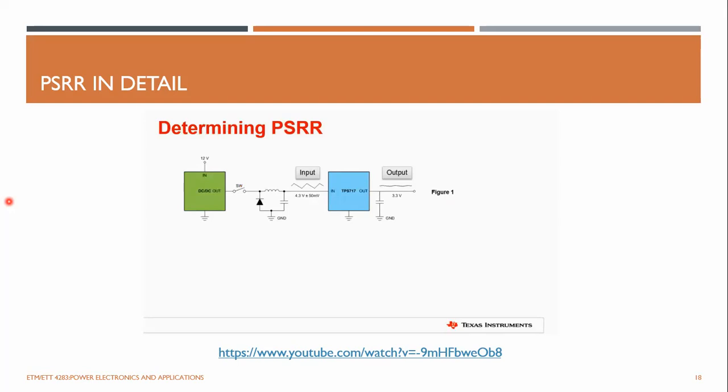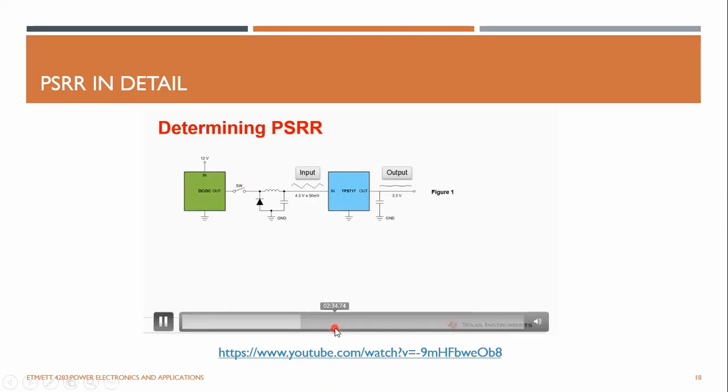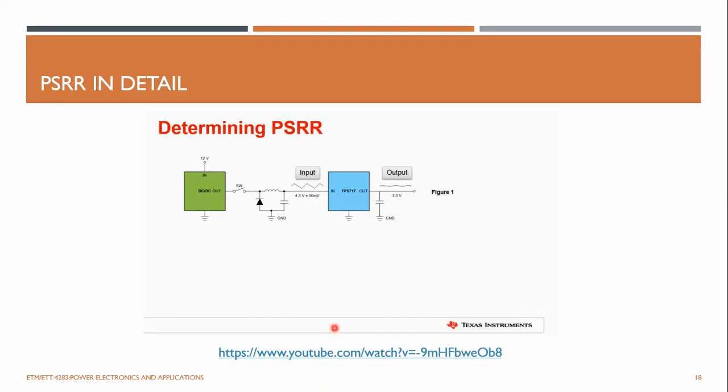The ripple being generated is 50 millivolts on the 4.3 rail on the output of the DC to DC converter. The PSRR of the LDO will determine the amount of ripple remaining at the output of the TPS717. In order to determine the degree of attenuation, you first need to know at which frequency the ripple is occurring. For this example, let's assume 1 MHz.